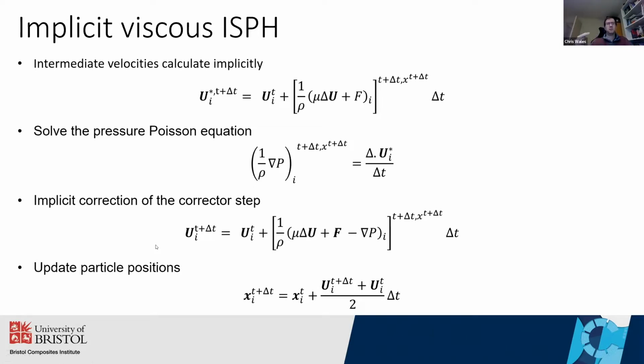And then because we're doing this implicitly, we then re-solve this at the new particle positions. We do this until the particle positions converge to within a tolerance over that step. And typically this takes 1 or 2 complete ISPH loops.